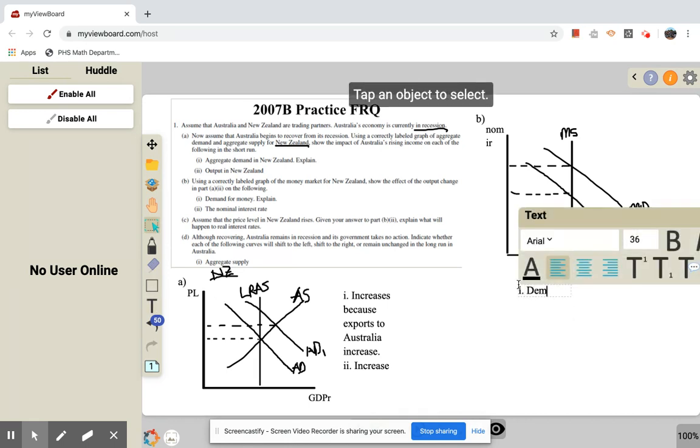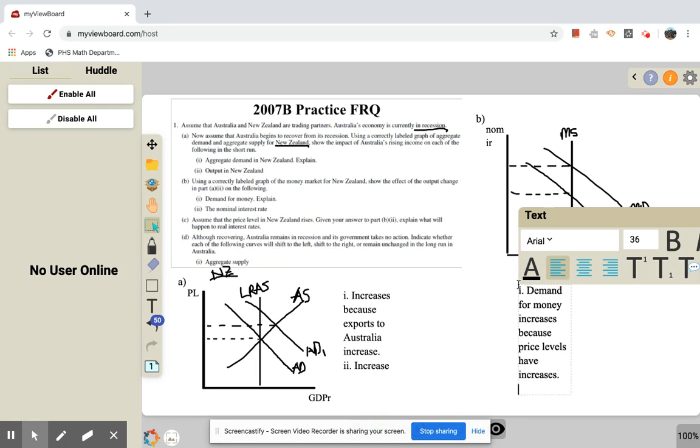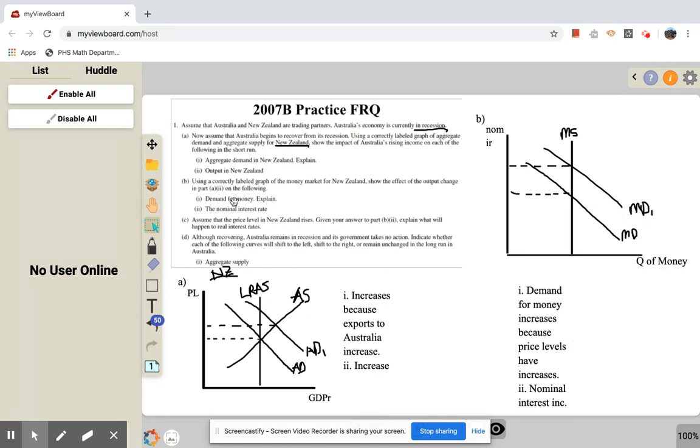Okay. Demand for money increases because price levels have increased. It's that easy. And then in part two, what happens to the nominal interest rate? Well, just directly here, the y-axis is the nominal interest rate. So you guys can see that nominal interest rates increase. Okay. Nominal interest increases. All right. Alrighty. So that's parts A and B.